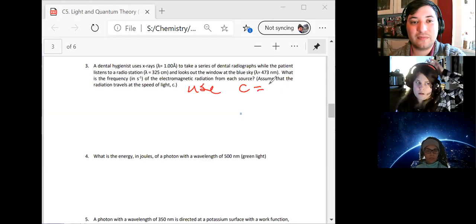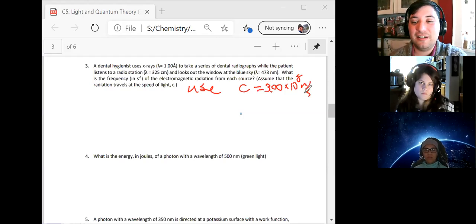The 3 times 10 to the 8th meters per second. Okay. That is a constant. Can you use that constant for anything? Well, after we converted all of the frequencies into centimeters and then later into meters, and then added them together, after that it's just you divide your C by whatever your total is.